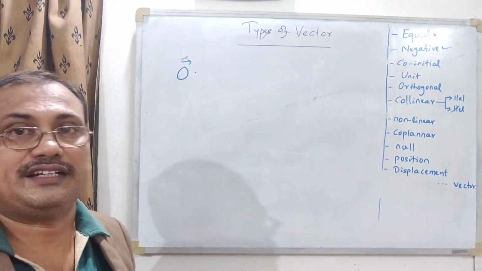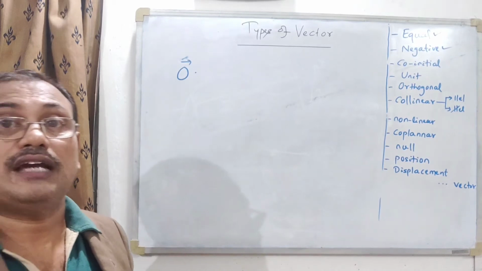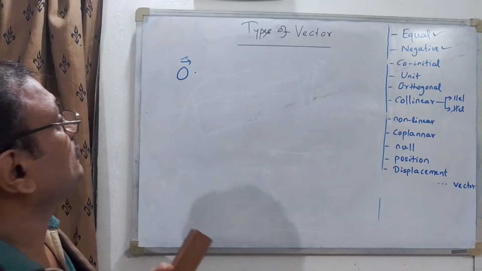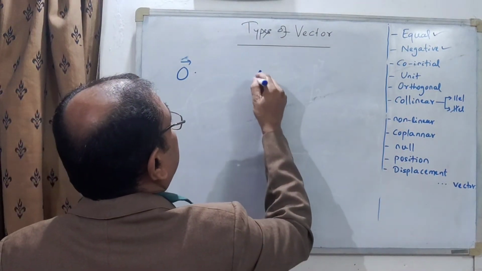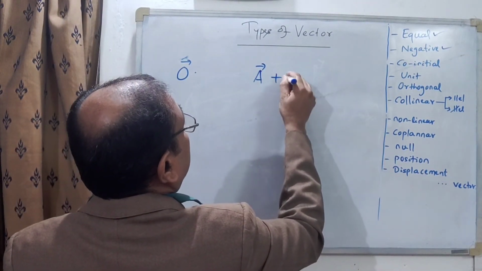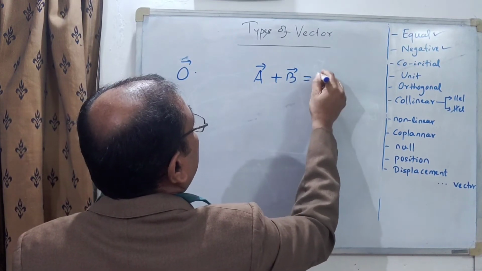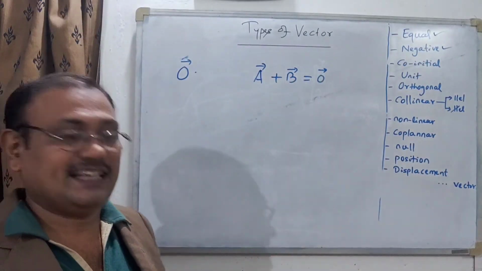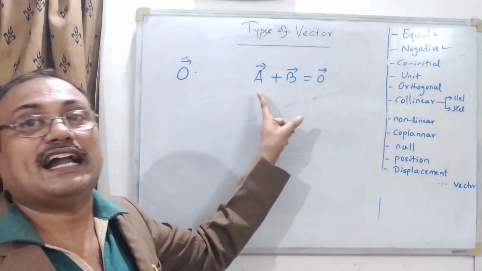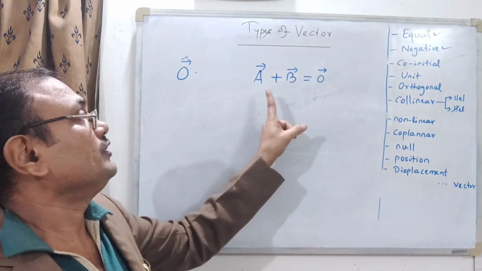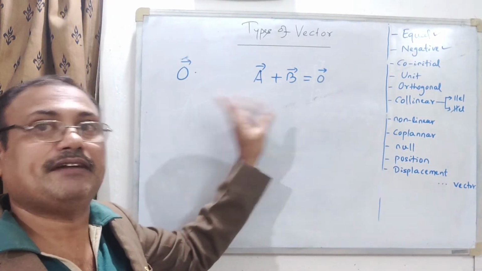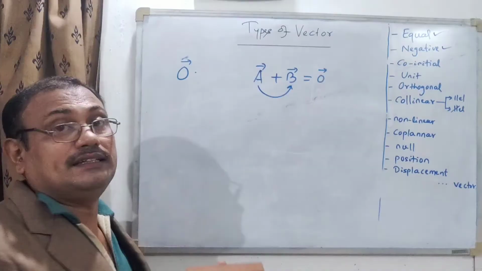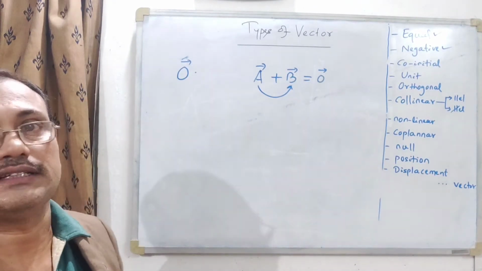For example, you have two vectors A and B, which after subtraction or addition give rise to a null vector. So in that case, A vector plus B vector may give rise to a zero vector or null vector. So here I can say B vector is an antiparallel vector to A, or B vector is a negative vector of A, and vice versa.